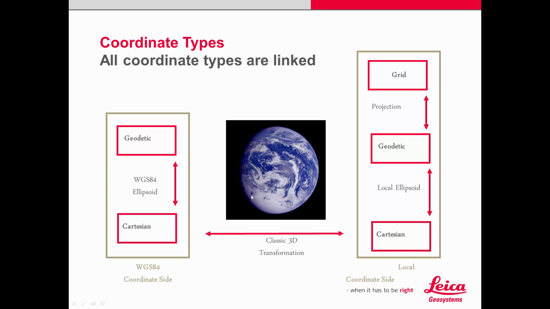So actually it should be like this. From geodetic, I can go on the WGS84 side. From geodetic, I need to go to the Cartesian side using the WGS84 ellipsoid parameters. After that, I need to move from the Cartesian to the other Cartesian, and in that case I need to know the classical 3D transformation or one step, which we will talk about later.